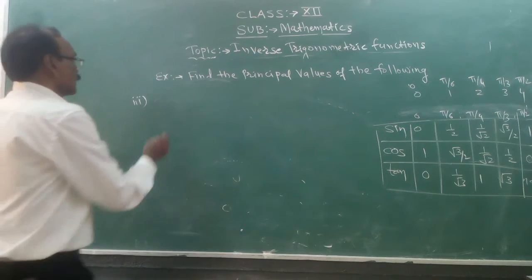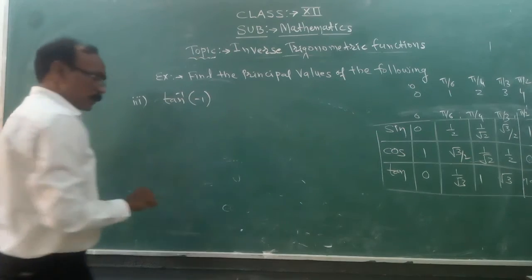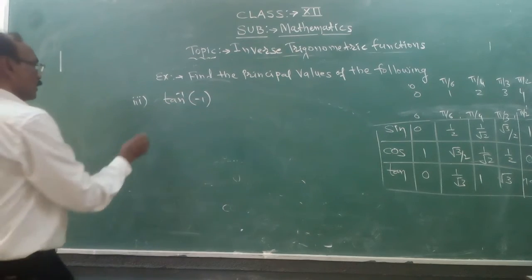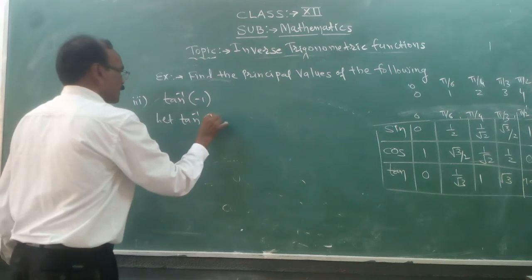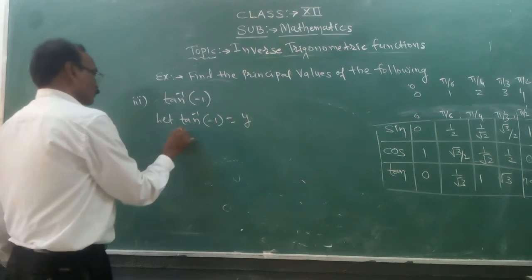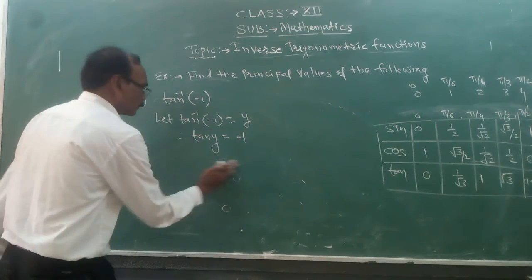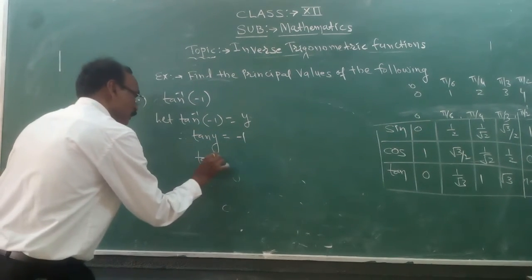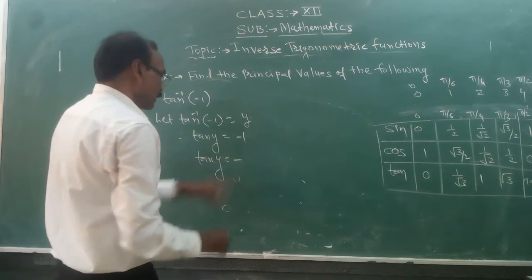Tan inverse minus 1. Find the principal value of tan inverse minus 1. So let tan inverse minus 1 equal to y. Therefore, tan y equals minus 1. You write this minus as it is. When the value of tan is 1, the angle is pi by 4.